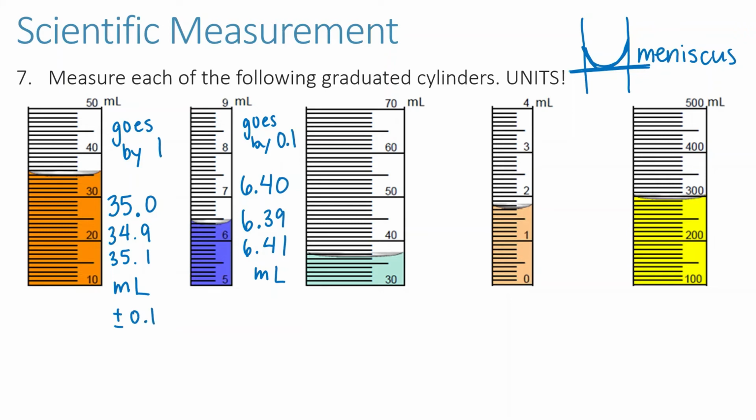In my next graduated cylinder, these numbers are different by plus or minus 0.01. These measurements are very close together because this is a more precise graduated cylinder. Go ahead and take a couple of minutes to pause this video and try the next 3 graduated cylinders, and you can come back here when you are ready to check your work.